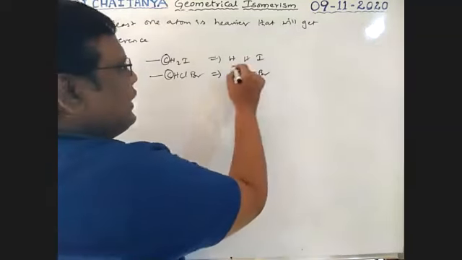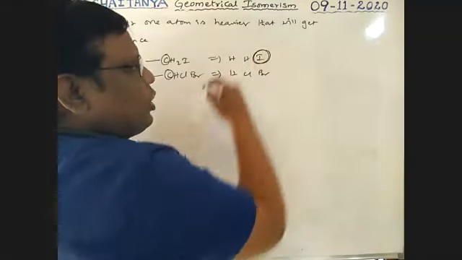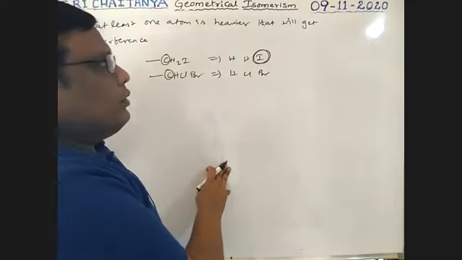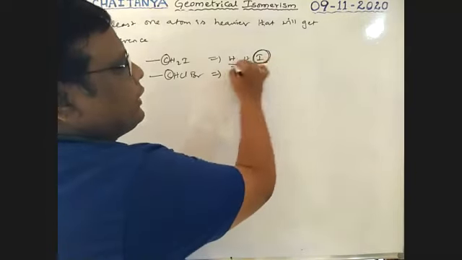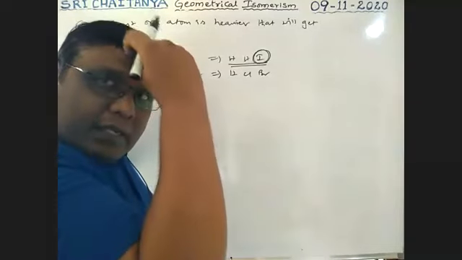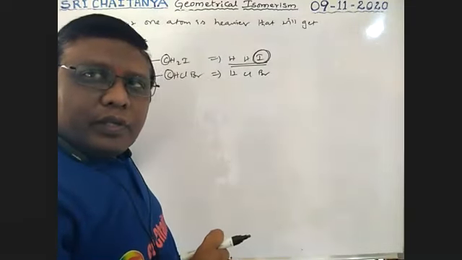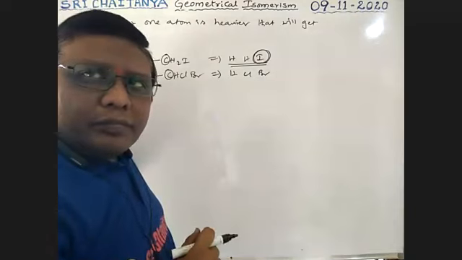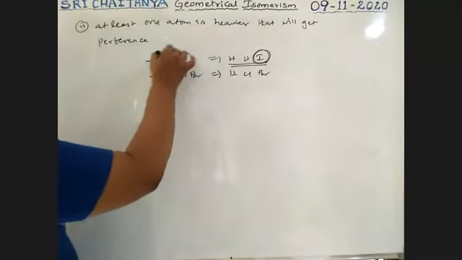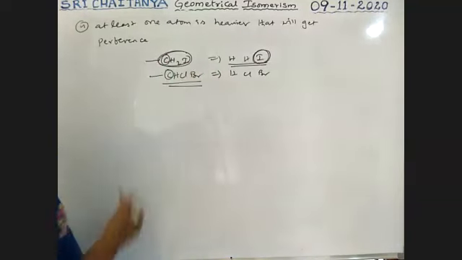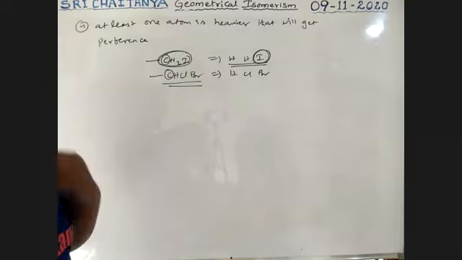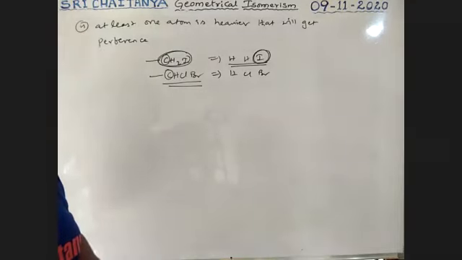So among these, iodine has the higher atomic number, therefore it has more priority. At least one atom is heavier on that carbon, so automatically that will get more priority. That means CH2I is more prior than CHClBr. Okay.